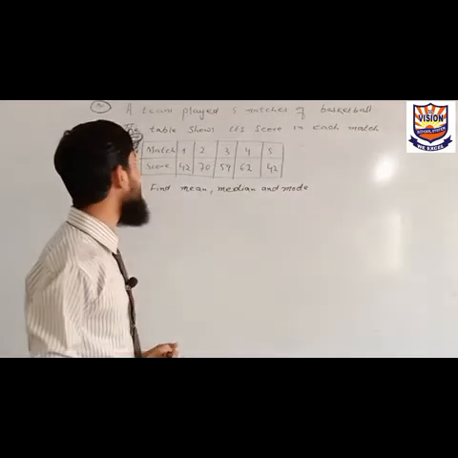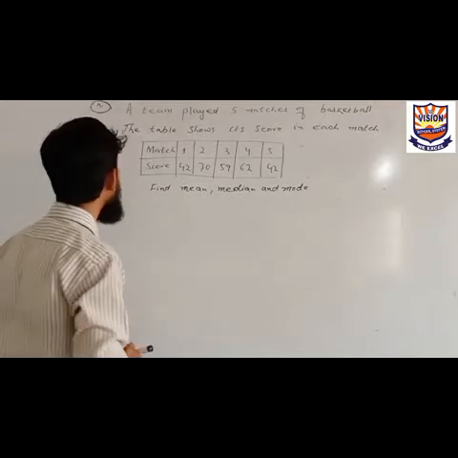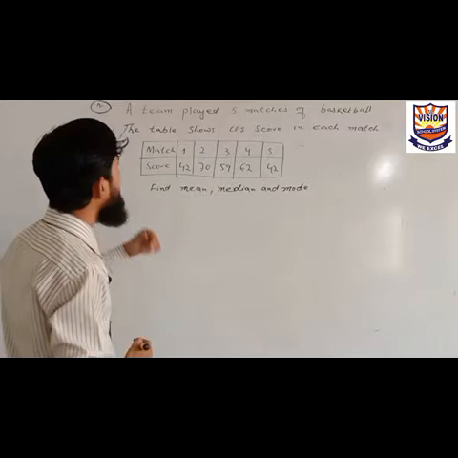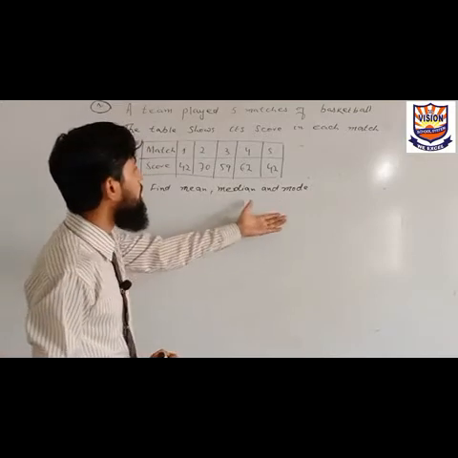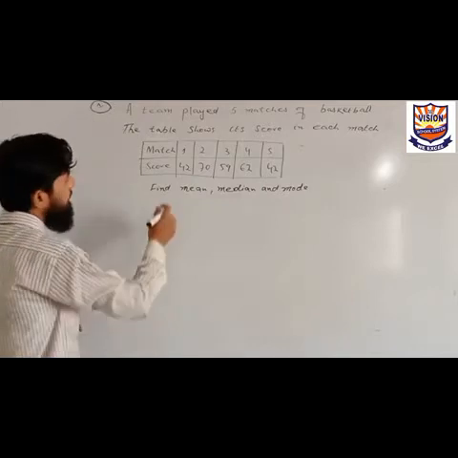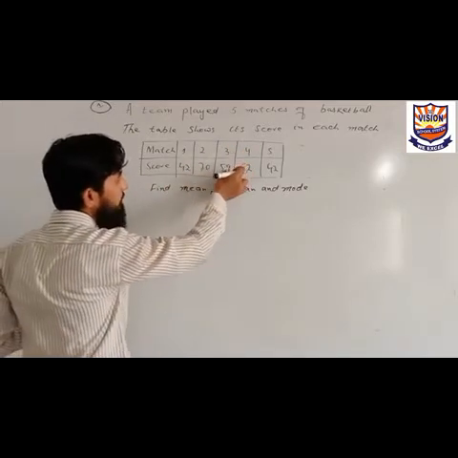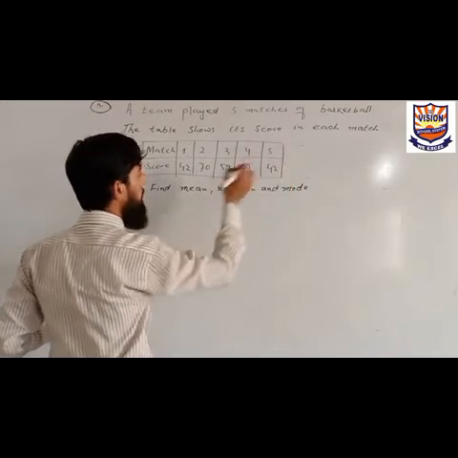So dear students, we will solve a question. In this question, it is written that a team played 5 matches of basketball. The table shows its score in each match. Find mean, median and mode. In match 1, the team scores 42, in match 2, 70, in match 3, 59, in match 4, 62 and in match 5, 42.